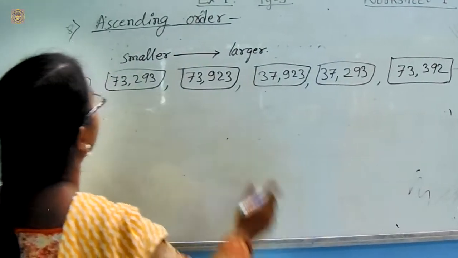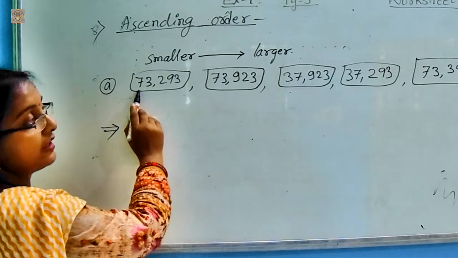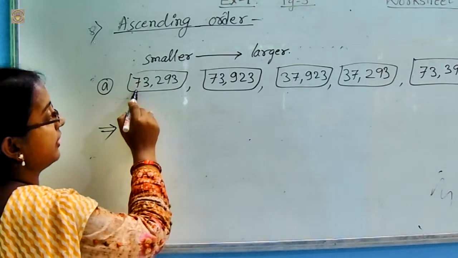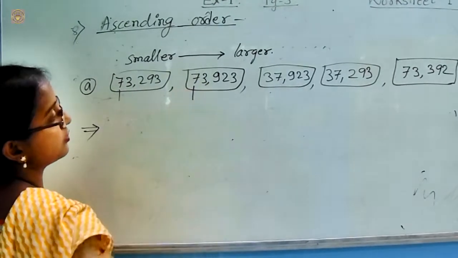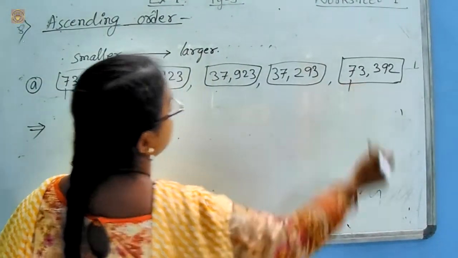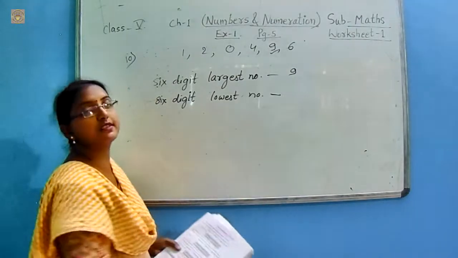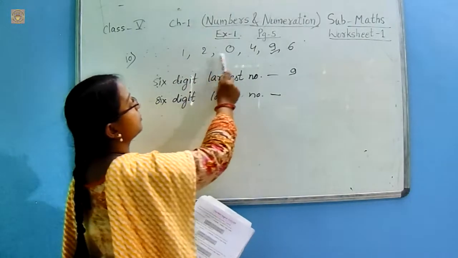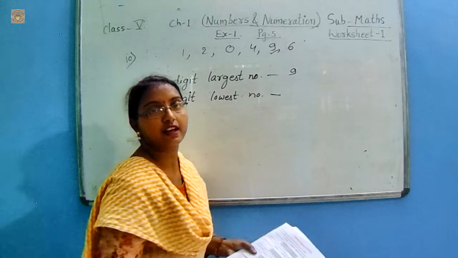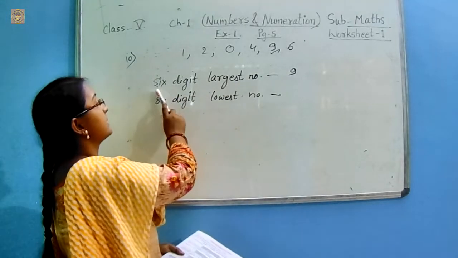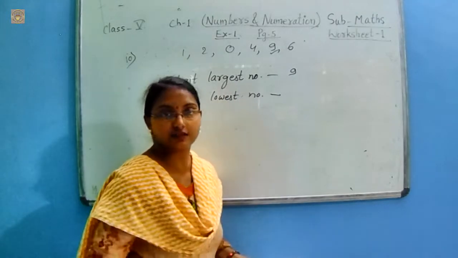Let's see. At first, the 10,000 place is 7. There is also 7 and there is also 7. Here in question number 10, six digits are given: 1, 2, 0, 4, 9 and 6, and you have to put the 6-digit number in largest form.